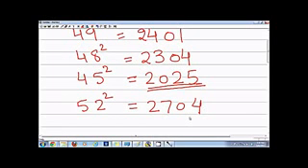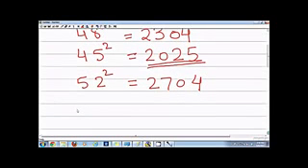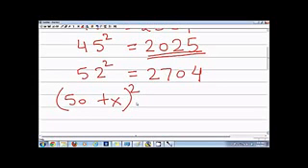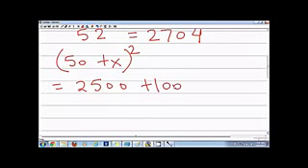So let's look at the proof. This is not a magic, so I can show you how I come up with this trick. So let's, for example, say I have a number which is close to 50, so we have 50 plus x and we take square. So (50 plus x) square will be equal to 2500 plus 100x plus x square.